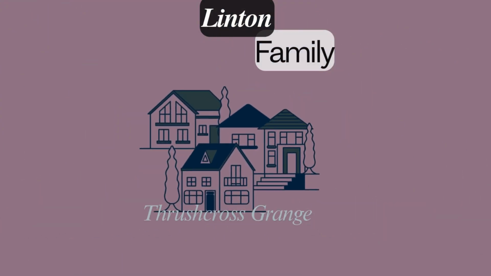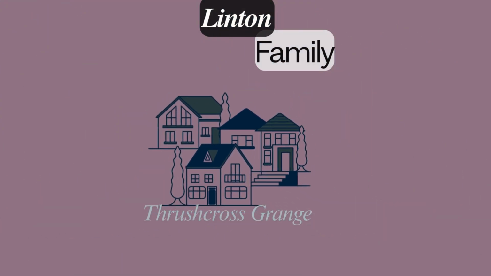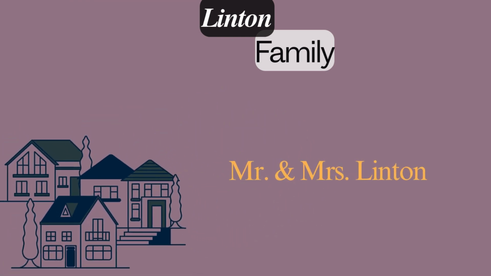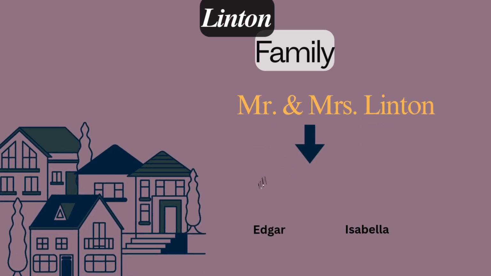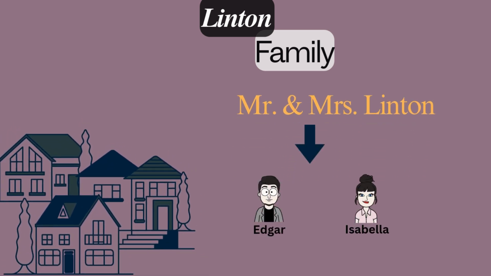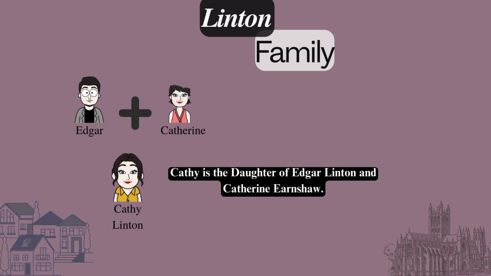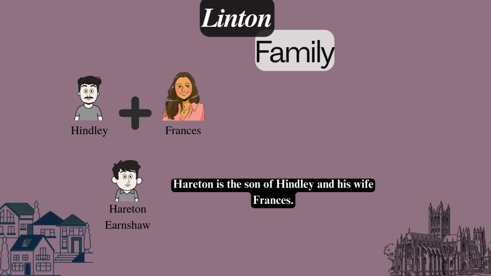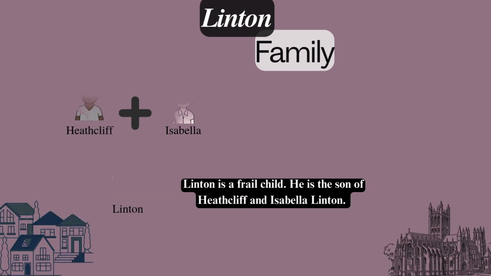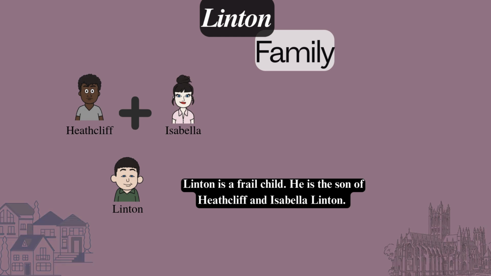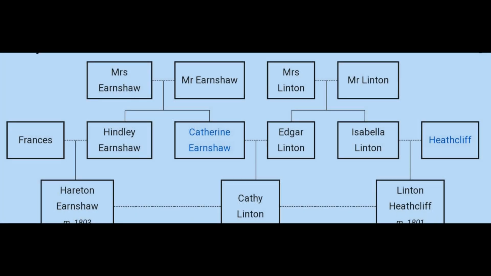On the other hand, there is the Linton household, who resides in Thrushcross Grange. In Thrushcross Grange live Mr. and Mrs. Linton with their 2 children, Edgar Linton and Isabella Linton. Now, these are the characters we initially discover. There will be a 3rd generation of characters. Cathy Linton. Cathy is the daughter of Edgar Linton and Catherine Earnshaw. Hareton Earnshaw. Hareton is the son of Hindley and his wife Frances. Linton is a frail child. He is the son of Heathcliff and Isabella Linton. The characters are rather confusing, but now that we know their names and basic details, it will be helpful to understand the plot of the novel. Take a quick look at the family tree.